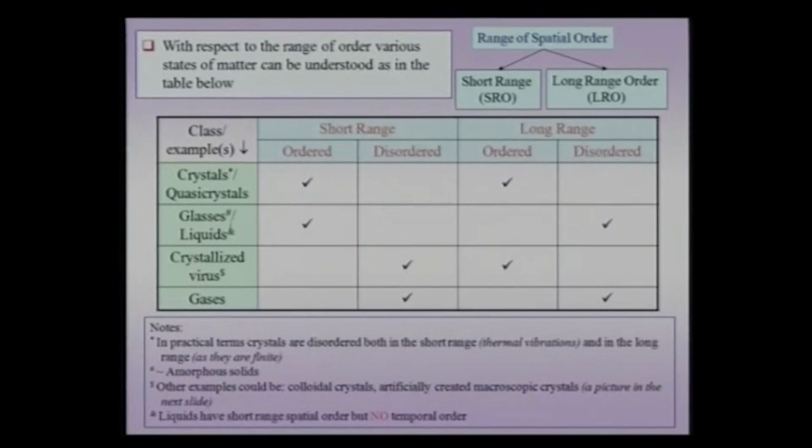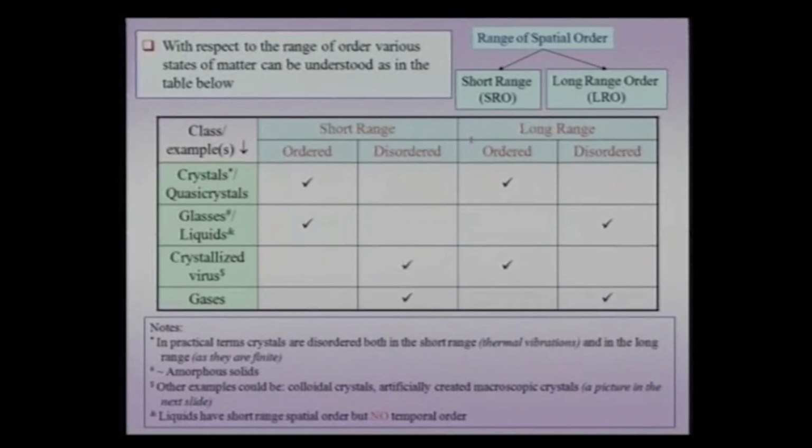Then there are glasses and liquids. When you are talking about liquids, we note that liquids have short range spatial order but no temporal order. So I am talking about a snapshot picture of a liquid, which can be compared in some sense to a glass, where you have the short range order but no long range order. Therefore we can see that there are various kinds of entities which are ordered or disordered in the short range, and the special class which we are dealing with in detail here is the class of crystals, which are ordered in the short range as well as the long range.